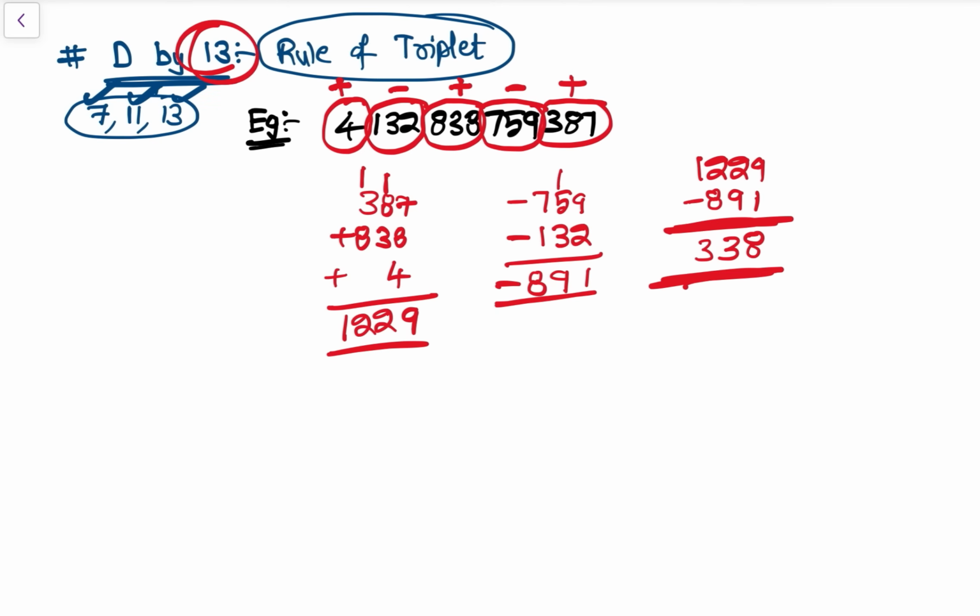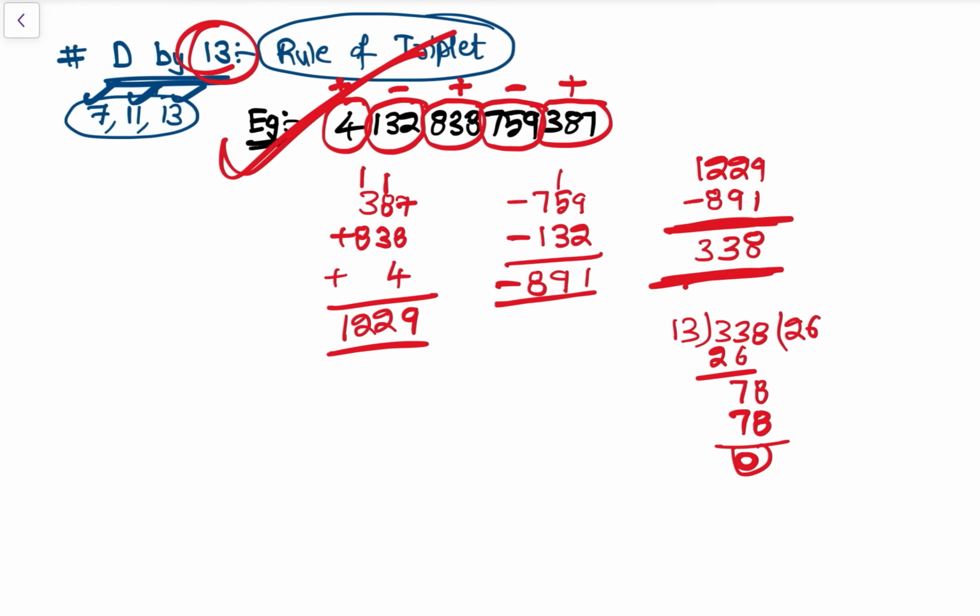अभी डिविजिबिलिटी रूल ऑफ 13. अगर वही डिविजिबिलिटी रूल ऑफ 7 होता, 7 से करोगे. So 338 by 13. So 13 2s are 26. Then 78. So 13 6 are 78. Remainder 0. So this entire number is divisible by 13. So that is rule of triplet, divisibility rule of 13.